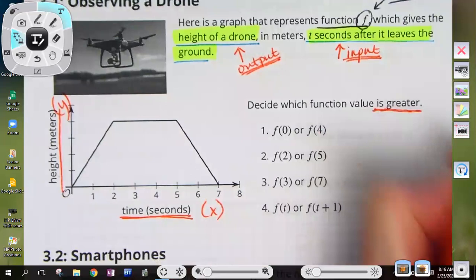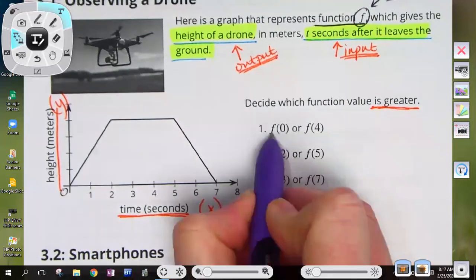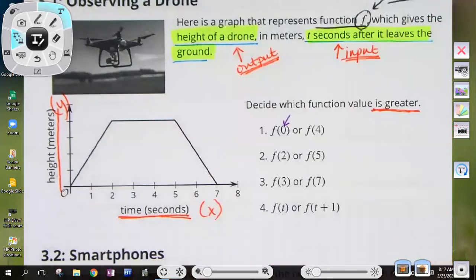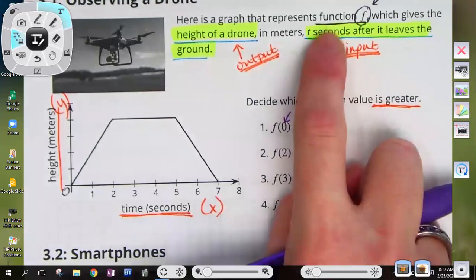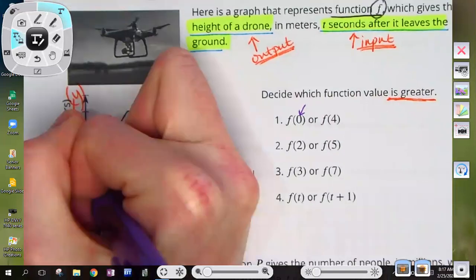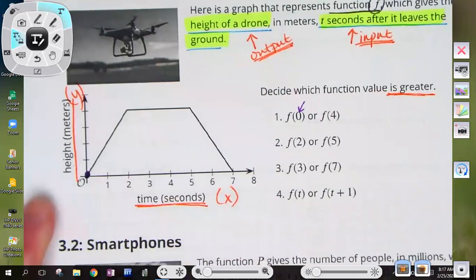So we're going to be taking function notation and looking at its graph. Okay, so the first one we have f, which tells us we're looking at this graph. And then this 0, what is this 0 telling us? Is it telling us the seconds or is it telling us the height? It's telling us the seconds because it's inside the parentheses, right? Okay, so we're looking at 0 seconds. So how high was the drone in 0 seconds? It was at 0. It was still on the ground.